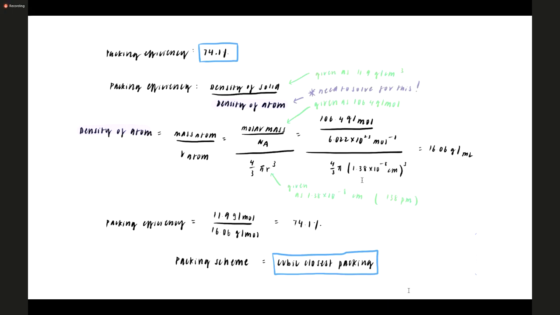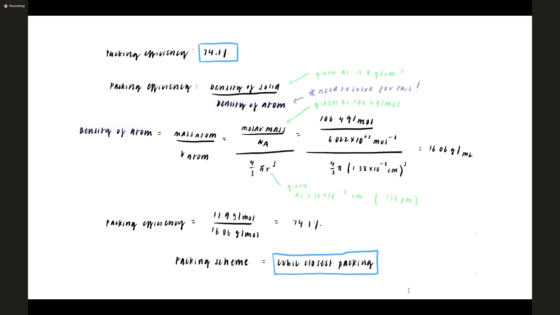And so once you get that, you should get 16.06 grams per mole, sorry, that should be moles. And then once you plug that into the packing efficiency, then you'll have 74.1%.